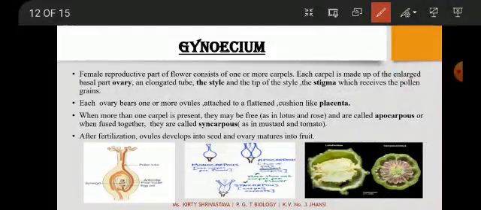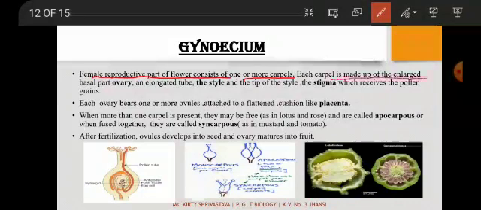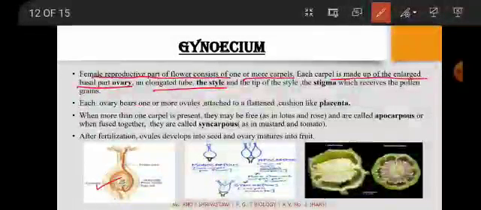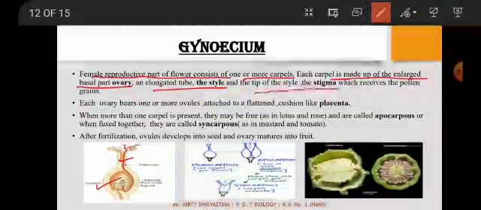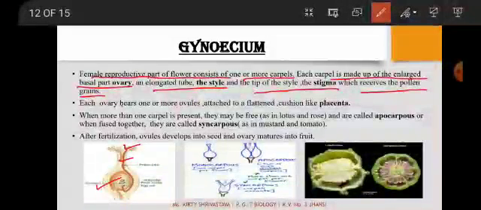Gynoecium is the female reproductive part of the flower and consists of one or more carpels. Each carpel is made up of an enlarged basal part called the ovary, an elongated tube, the style, and the tip of the style called the stigma, which receives the pollen grains. Each ovary bears one or more ovules attached to a flattened cushion-like structure called the placenta.